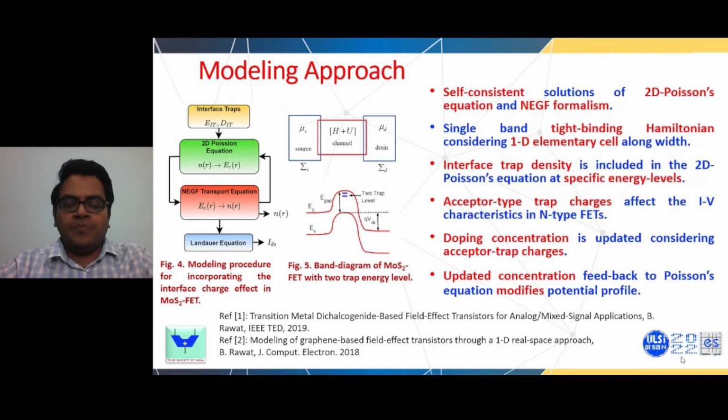Also, the interface trap density is included in the 2D Poisson equation at certain specific energy levels. For the N-type FETs, it is the acceptor type traps that affect the IV characteristics. Therefore, we have included the doping concentration updation with these acceptor type trap charges. The updated concentration is fed back to the Poisson equation, which subsequently modifies the potential profile. Now, once the convergence criteria is met in this self-consistent loop, we calculate the current in the device through Landauer's equation.